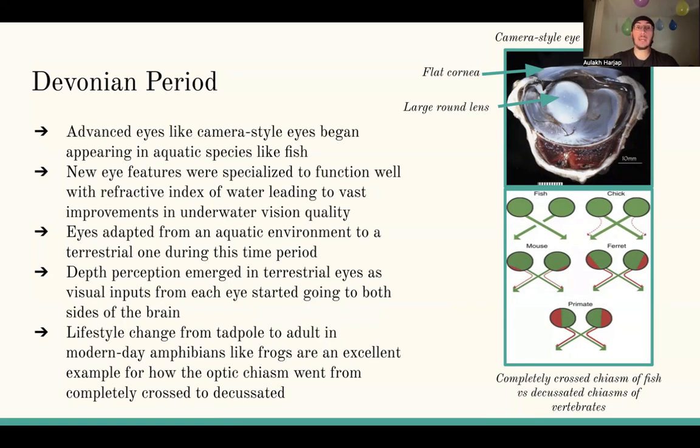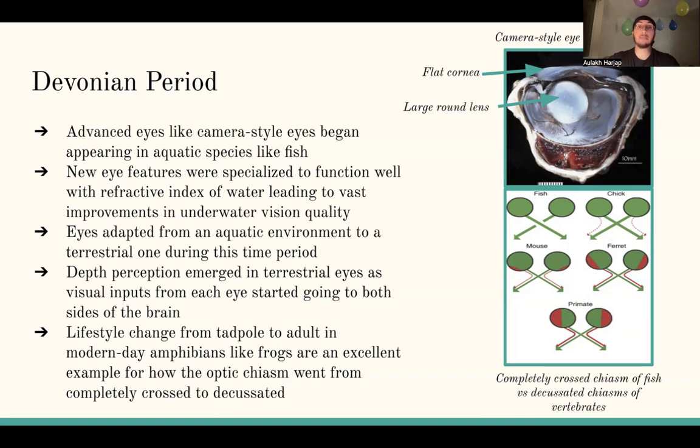These fish would develop camera-style eyes best suited for their aquatic lifestyles, as they had fixed pupils, and as you can see here, a large round lens accompanied by lens movement, and a flat cornea with no refractive abilities, as its index of refraction is the same as water. Not only this, but animal species also began to emerge on land during this period of time, which required them to gain their own set of adaptations for their eye structures.